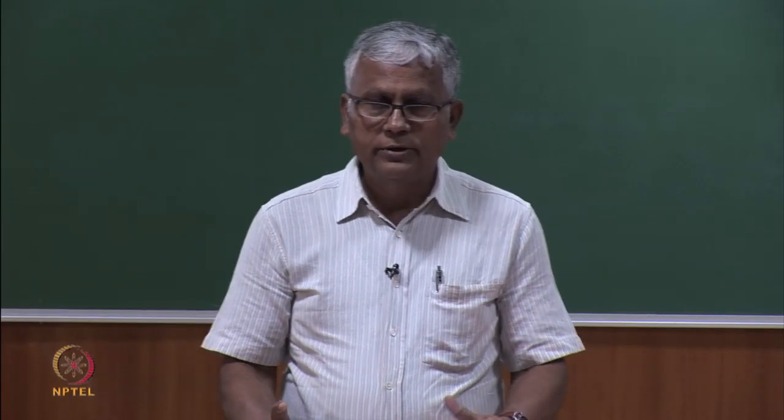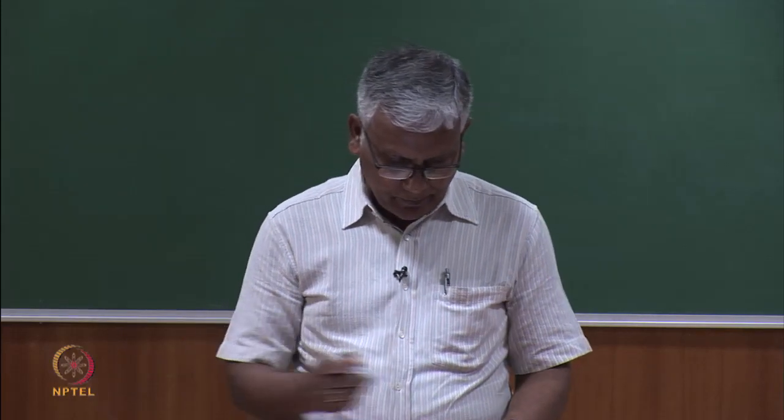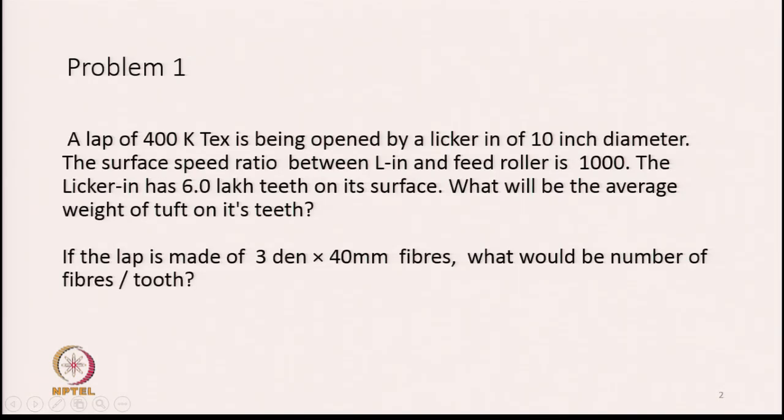Today we are going to discuss numerical problems and their solutions. So, let us try to solve few problems. Problem number 1: a lap of 400 kilotex is being opened by a Licker-in of 10-inch diameter. Read the problem carefully. The surface speed ratio between Licker-in and feed roller is 1000.